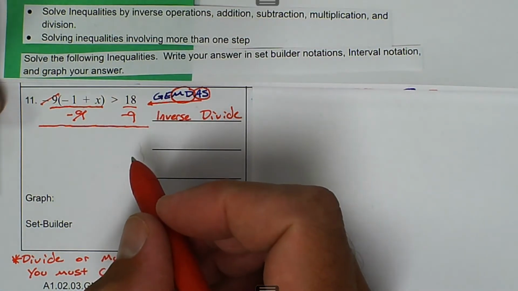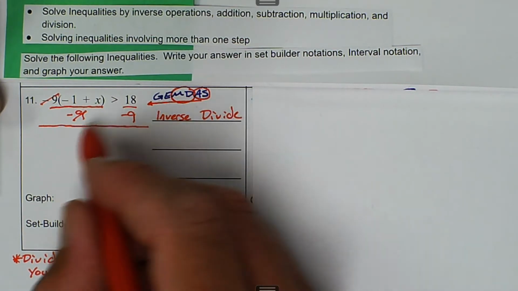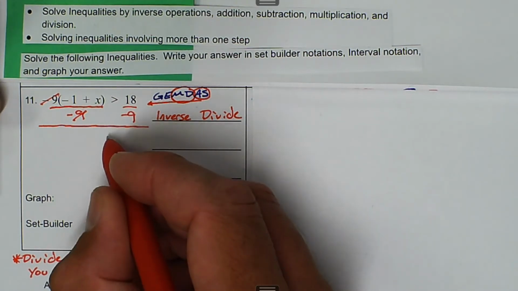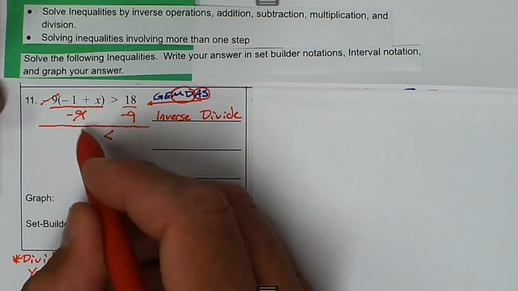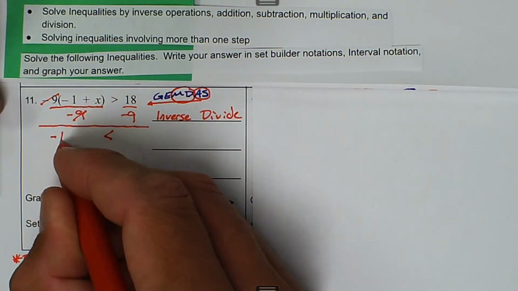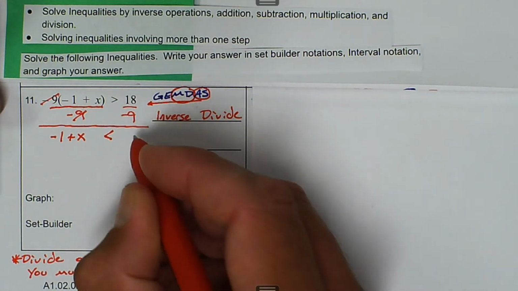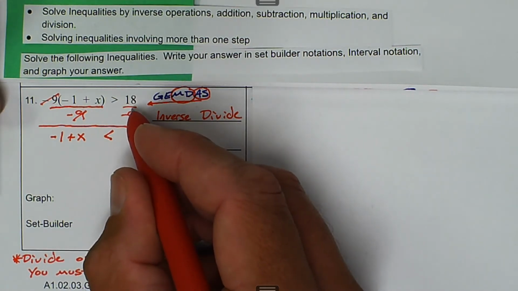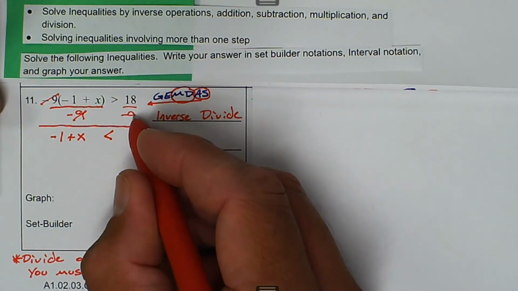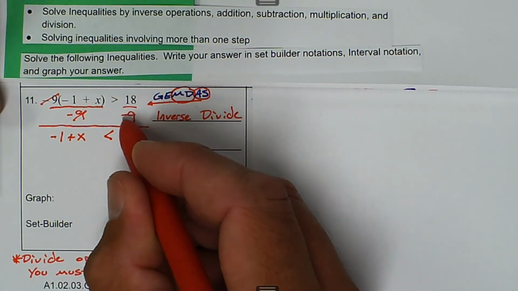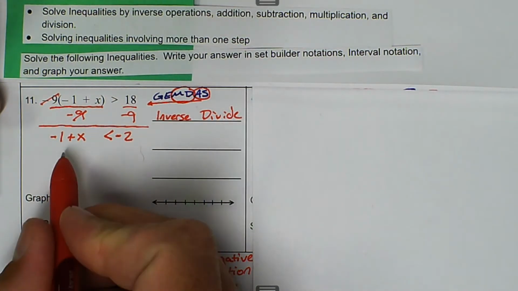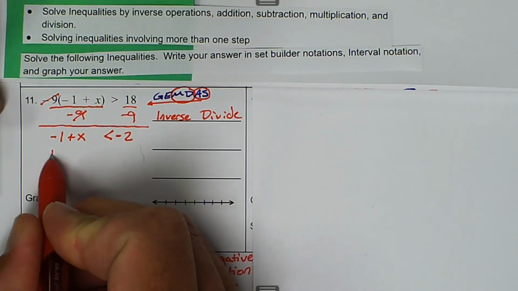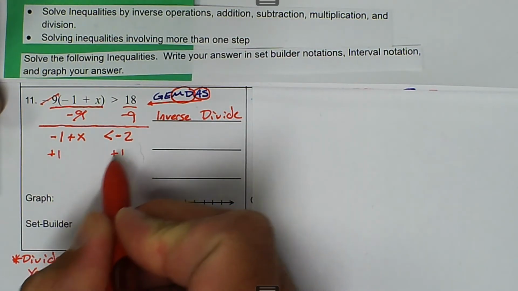And so here we're dividing by a negative, so we have to change the direction of the inequality. Now instead of being greater than, it's less than. The -9's cancel, we're left with -1 plus x. And here 18 divided by 9 is 2, and a positive divided by a negative is a negative. Then we want to get x by itself still, so we're going to add 1 and add 1.